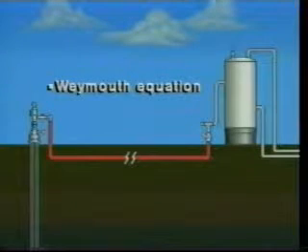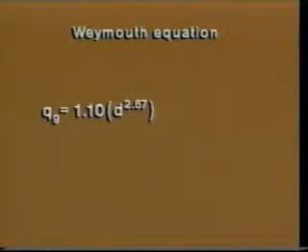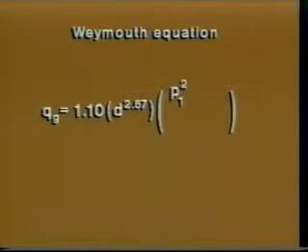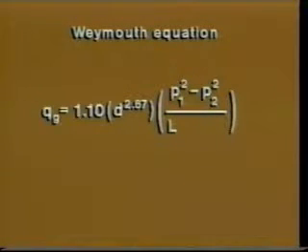The Weymouth equation in oil field units is Q sub G, the gas flow rate in million standard cubic feet per day, equals a constant, 1.10, times the inside diameter of the pipe in inches to the 2.67 power, times the upstream pressure in psia squared, minus the downstream pressure squared, divided by the flow line length in feet, the specific gravity of the gas relative to air, the average gas compressibility factor, and the average flowing temperature in degrees Rankine, all to the 1/2 power.